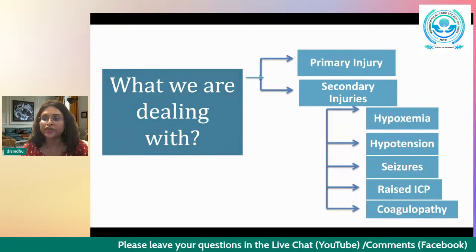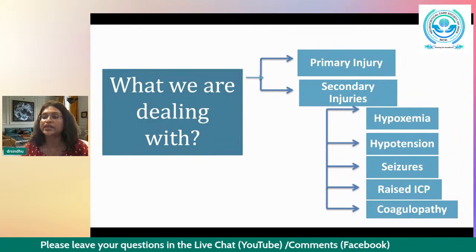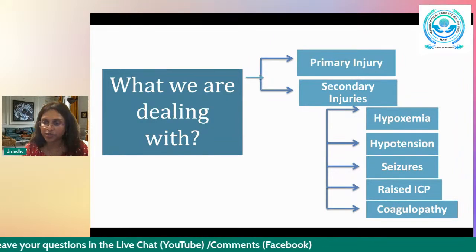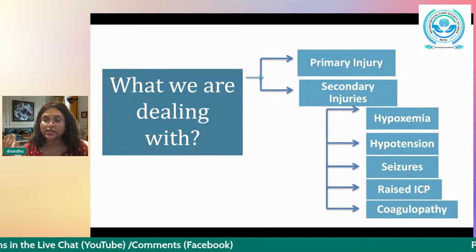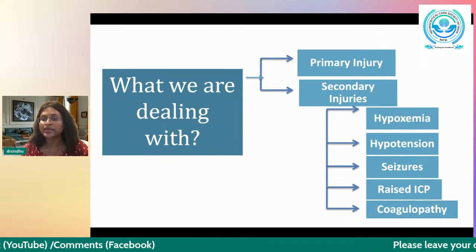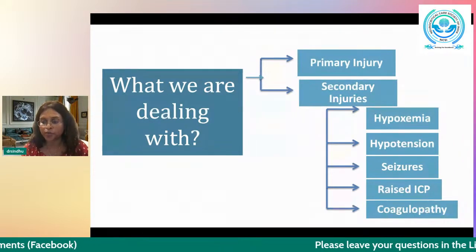If there are seizures, then give phenytoin or fosphenytoin. If there is raised ICP, we have to go through the tiered management. If the patient is taking any anticoagulants or anything like that, we have to reverse it and treat the coagulopathy as well.